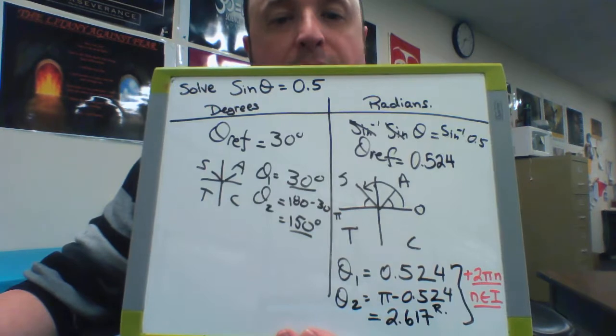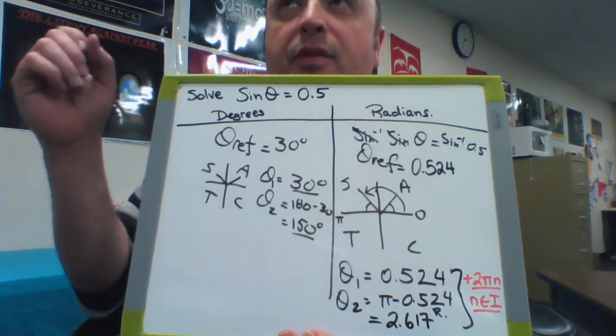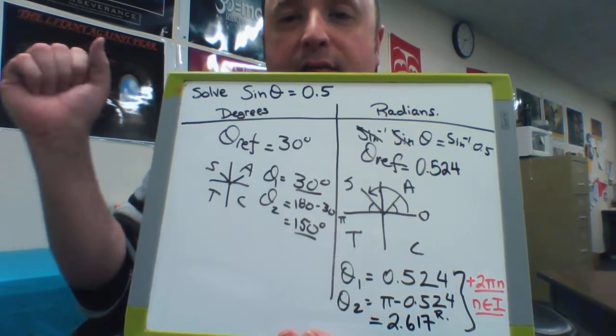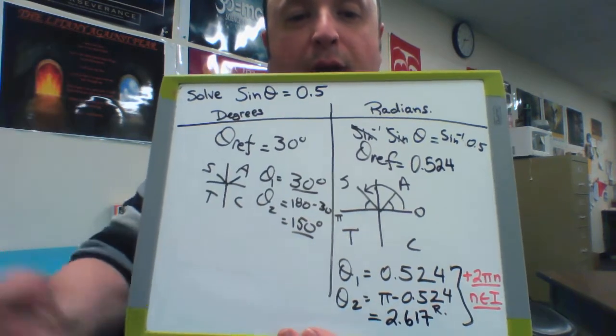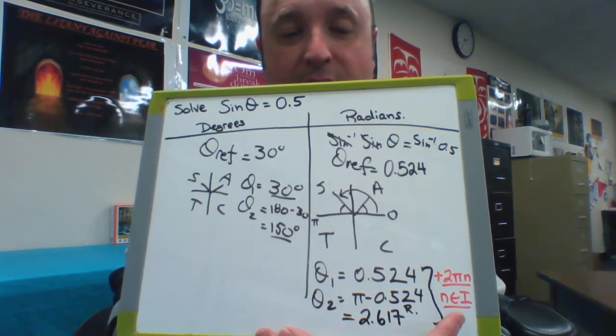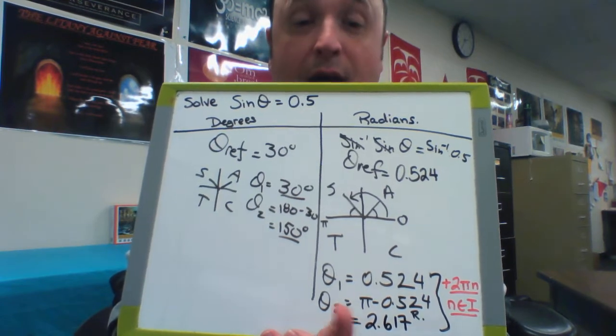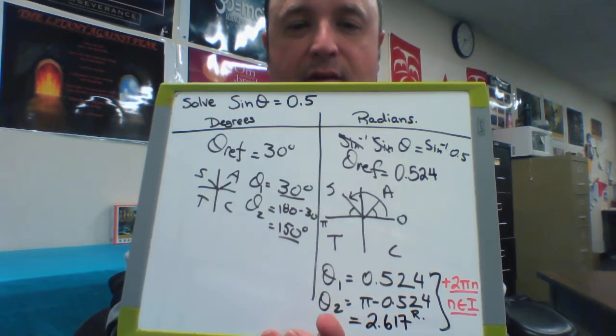Here's what it looks like: plus 2 pi n. 360 would be 2 pi. So we would say plus 360n, n an element of the integers, but 360 is 2 pi, so plus 2 pi times n, where n is an element of the integers. So every whole number multiple of 2 pi, or 360, is included.